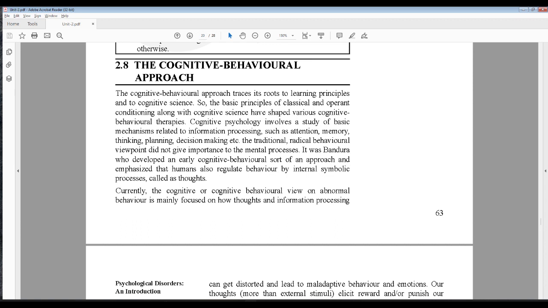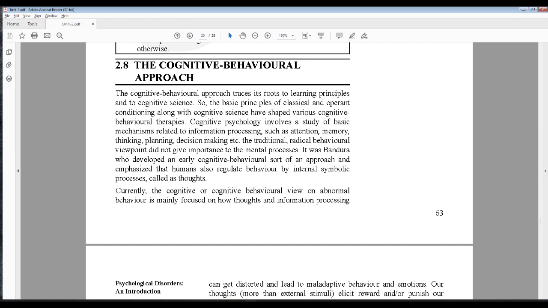Cognitive psychology involves a study of basic mechanisms related to information processing, such as attention, memory, thinking, planning, decision-making, etc. The traditional, radical behavioral viewpoint did not give importance to the mental processes. It was Bandura who developed an early cognitive behavioral sort of an approach and emphasized that humans also regulate behavior by internal symbolic processes, called thoughts.